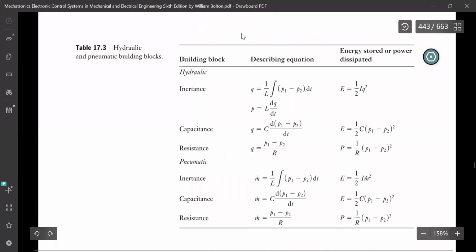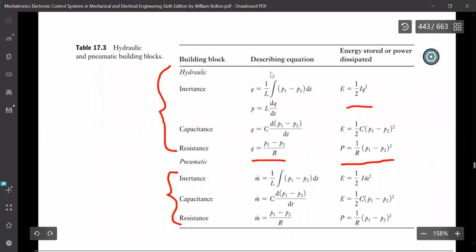Over here, he has given you a summary of all those equations for the hydraulic system: the inertance, the energy stored over here, the capacitance, the energy stored in the capacitance, and the resistance. While I'm talking about resistance, there will not be any stored energy, so it will be the power dissipation. So over here you can see this is the power dissipation. This was the hydraulic system, and now this is the pneumatic system. So inertance is equal to L by A, with the energy stored, the capacitance and the resistance. These elements are very, very important for building a system later on.